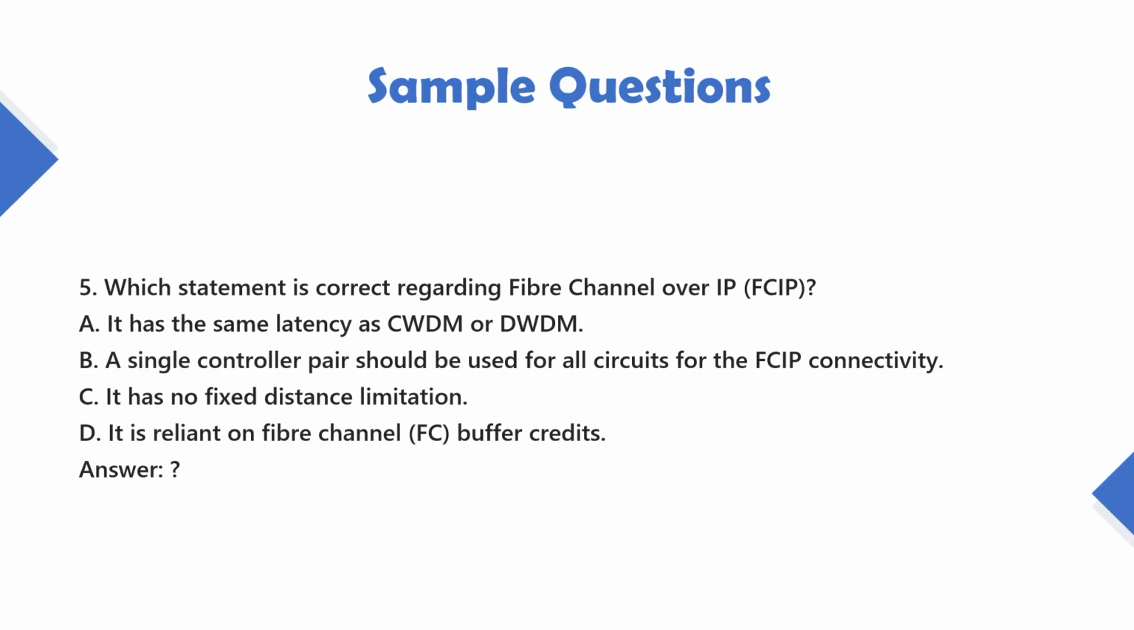5. Which statement is correct regarding Fibre Channel over IP, FCIP? A. It has the same latency as CWDM or DWDM. B. A single controller pair should be used for all circuits for the FCIP connectivity. C. It has no fixed distance limitation. D. It is reliant on Fibre Channel, FC, buffer credits.